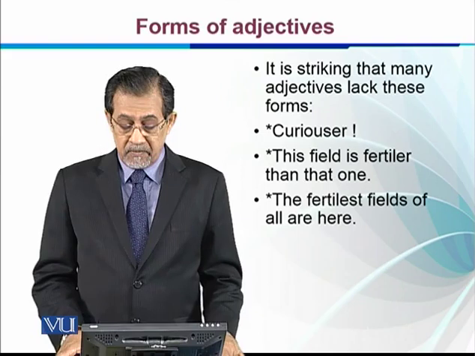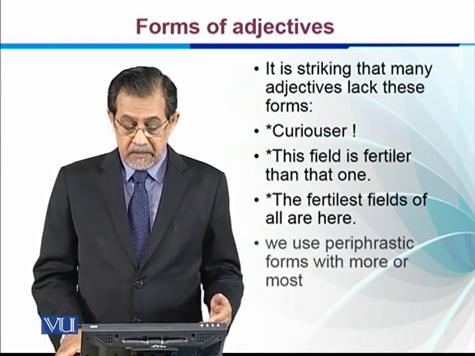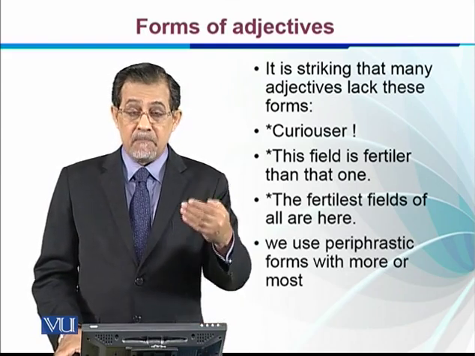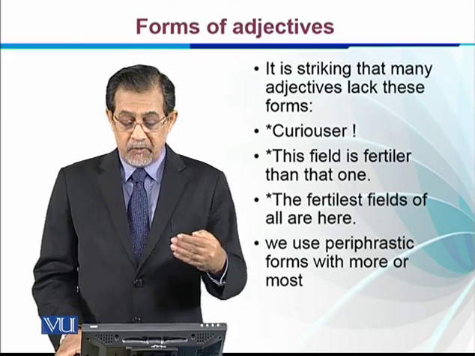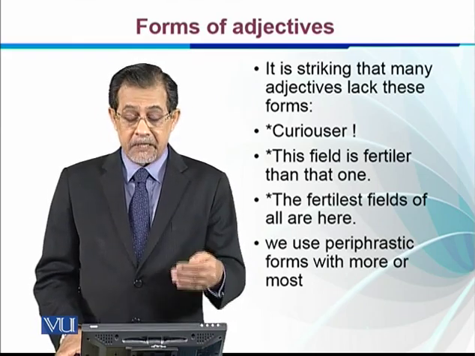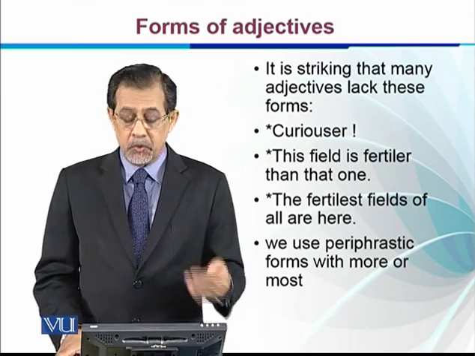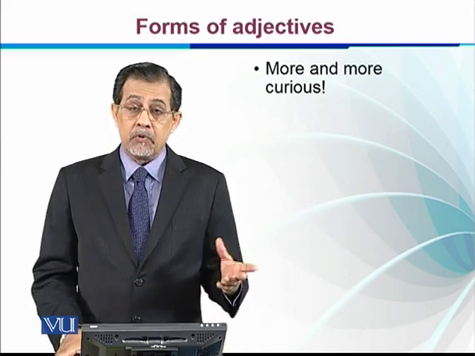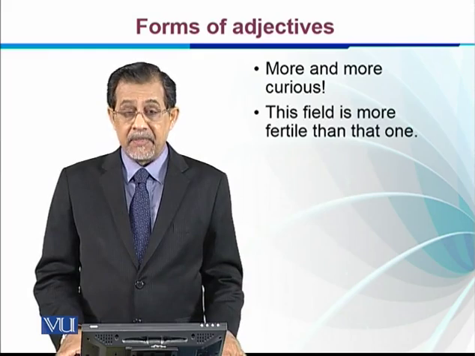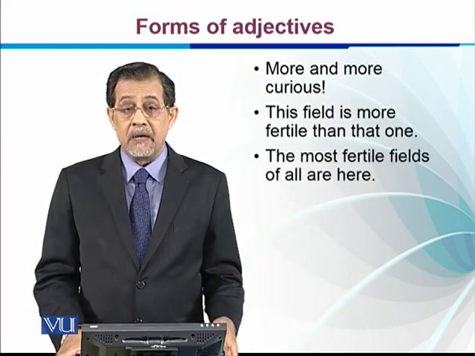Similarly, we do not use fertilest fields. We use periphrastic forms, more or most. We say more fertile, the most fertile. Similarly, we'll say more curious, the most curious, more and more curious. This field is more fertile than that one. The most fertile fields of all are here.